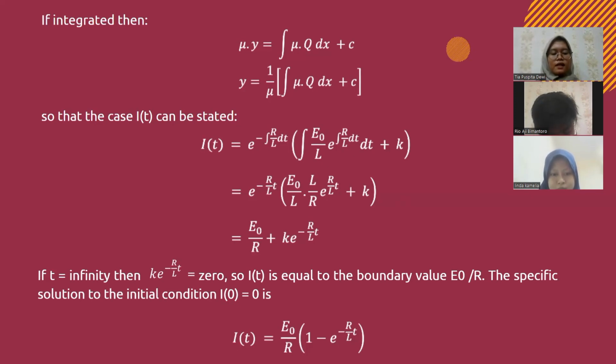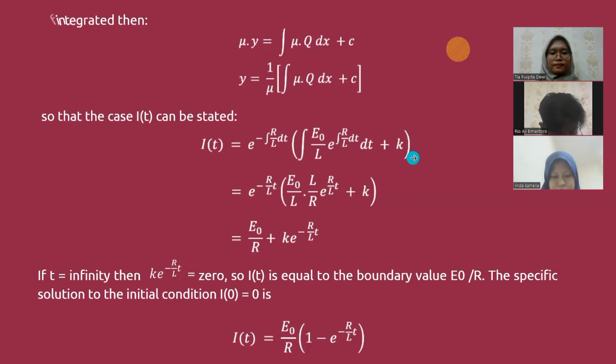If t equals infinity, then k e to the power negative R over L t is 0. So it is equal to the limit value E0 over R. The specific solution for the initial condition I(0) equals 0 is I equals E0 over R times 1 minus e to the power negative R over L t.